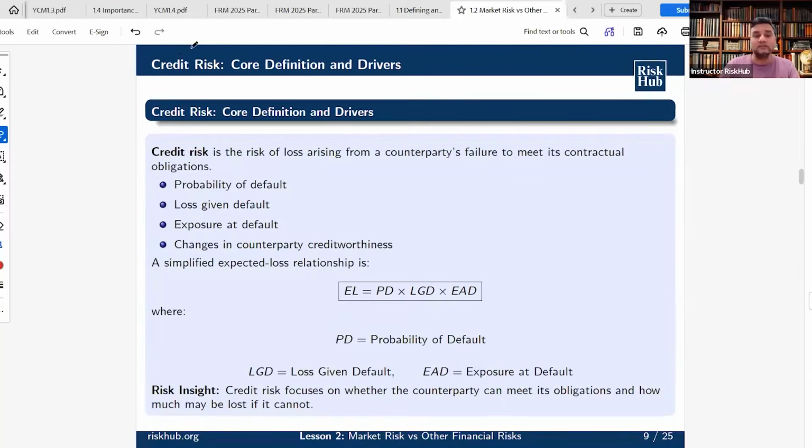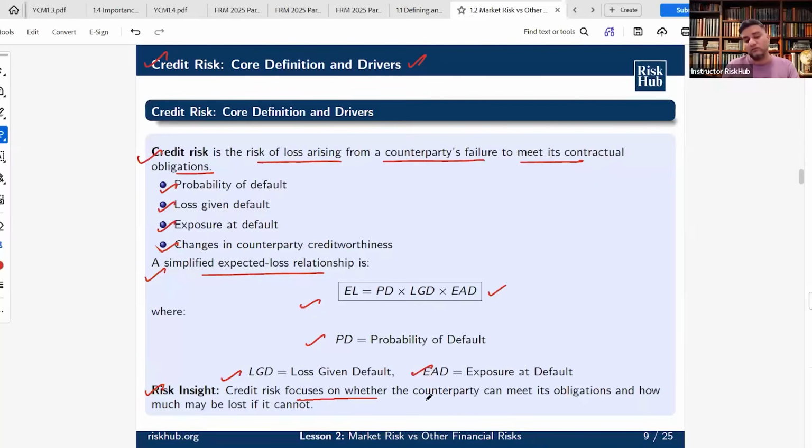Then we go into credit risk, core definition and drivers. Credit risk is the risk of loss arising from a counterparty's failure to meet its contractual obligation. Drivers: probability of default, loss given default, exposure at default, and change in counterparty creditworthiness. A simplified expected loss relationship is given by this formula. PD is probability of default, LGD is loss given default, EAD is exposure at default. Expected loss is equal to PD times LGD times EAD.